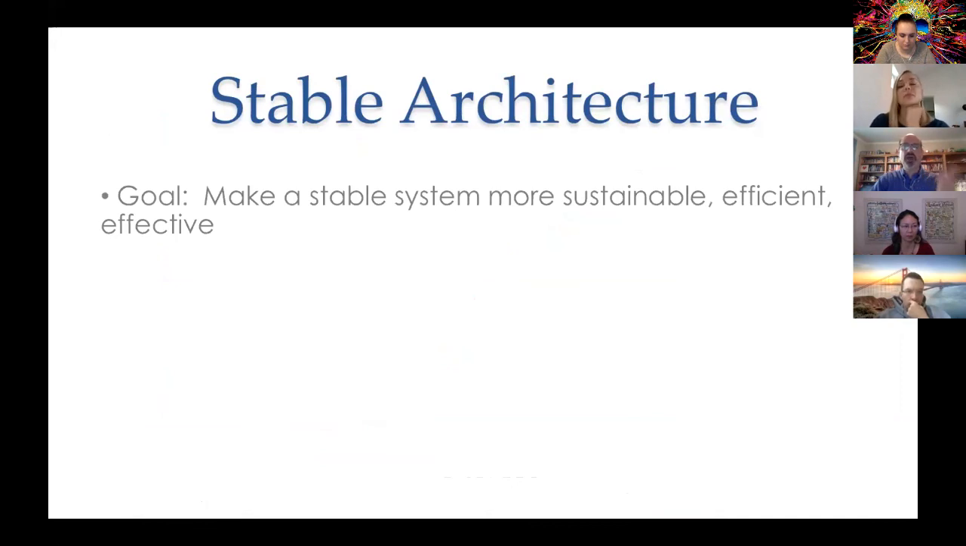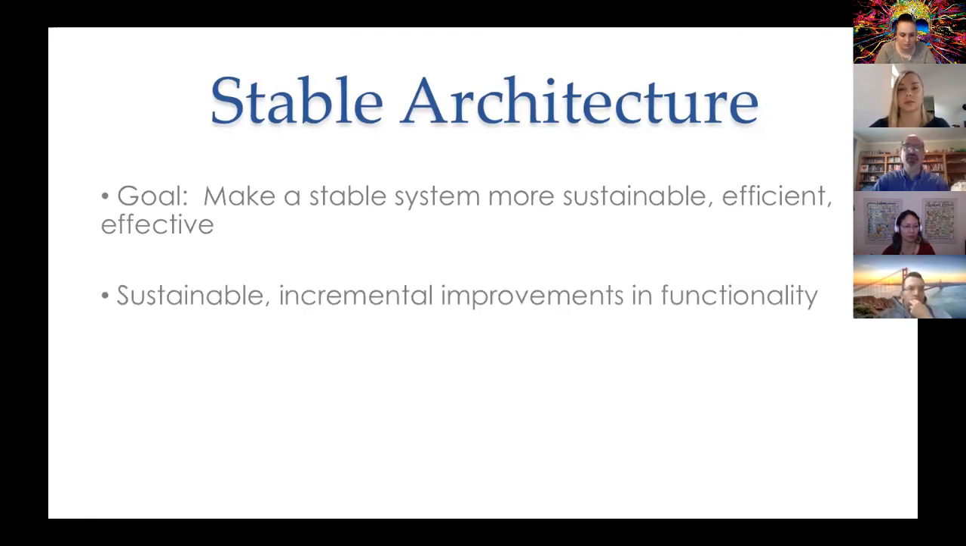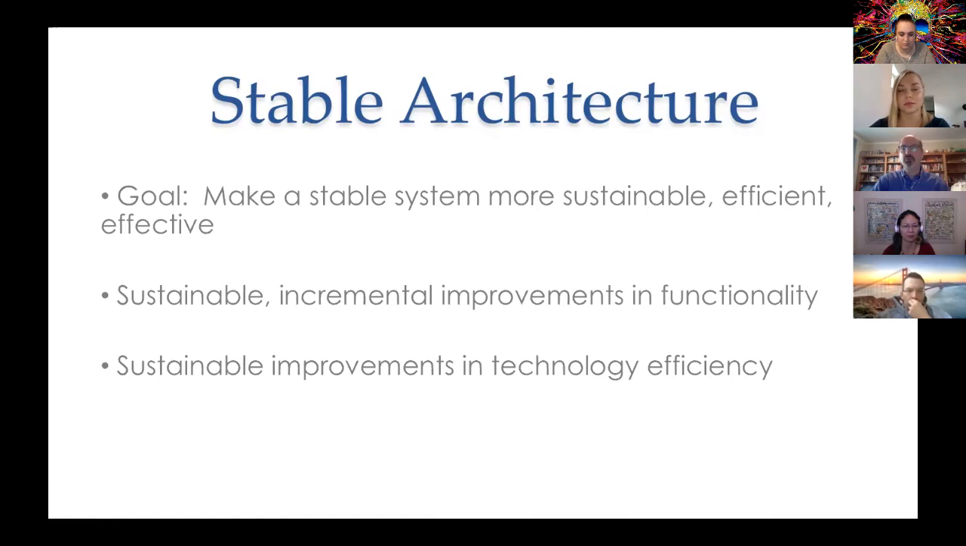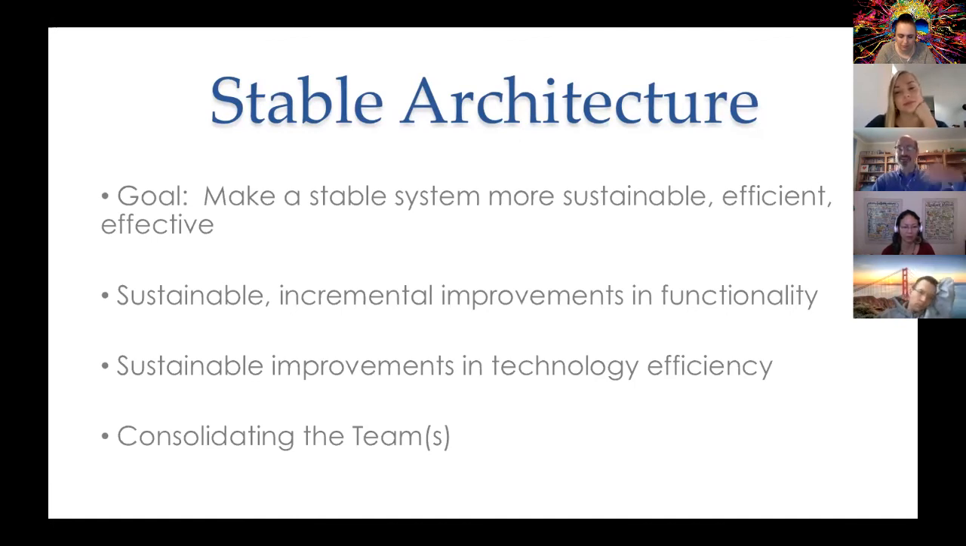We're trying to take what was a fast-growing system and turn it into a stable system that's efficient and sustainable to manage. So we're looking at making sustainable incremental improvements to functionality, sustainable improvements in technology efficiency, whether that's in terms of people or in terms of machine resources. And we're thinking about trying to consolidate the teams so maybe those other people can start to work on the other new products that are in the starting phase or in the scaling phase.